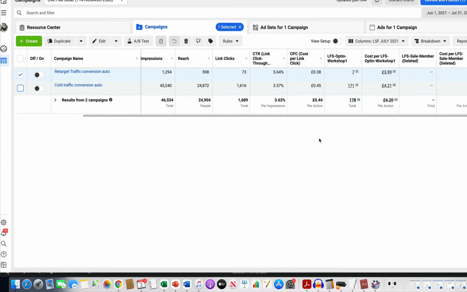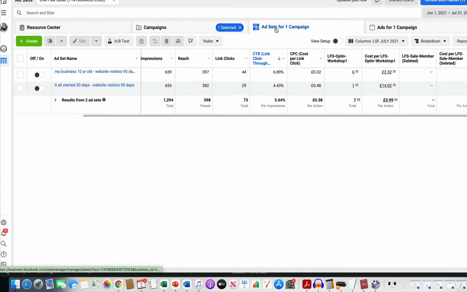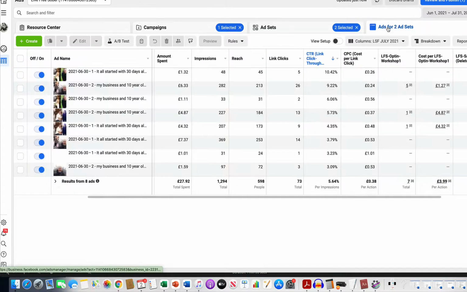Now, this is only for a short period of time, so I'm just going to take you through the ad set for that particular one. And we've got really high click-through rates. And then if we click on the ads themselves, the highest is 10.42, which seriously is almost unheard of in the online space.